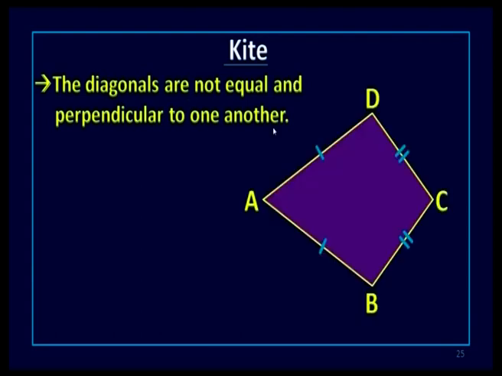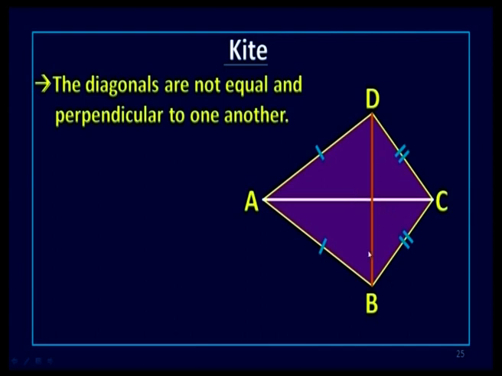Children, I am taking a kite here. Is it a kite? Yes. Why? These two sides are equal and these two sides are equal. Now what I am doing, children? Yes, I am taking two diagonals. One is AC, another one BD. Children, are they equal in length? No, they are not equal in length.